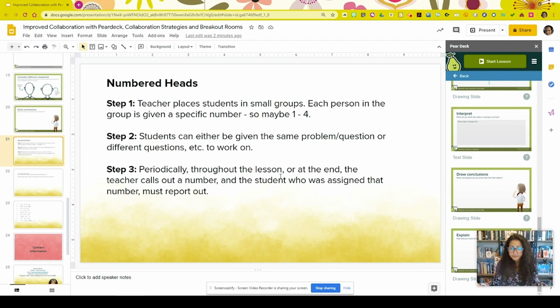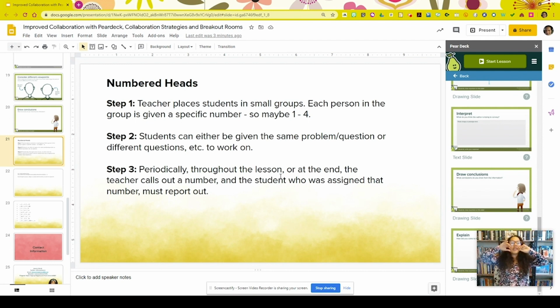You give them something to work on. It could be questions, it could be the same question, it could be different questions, but the goal is they're working together, they're talking about it, they're problem solving, whatever. And then, either at the end of the lesson or periodically throughout the activity, you call on a different number, and the person in that group who is that number has to stand up and report. So let me give you a verbal example, and then I'll show you what I have planned out in the next few slides.